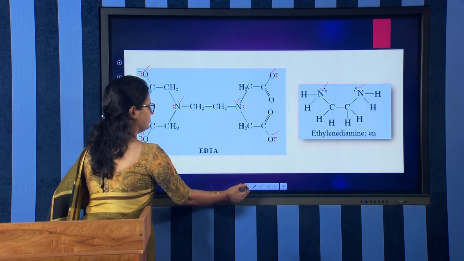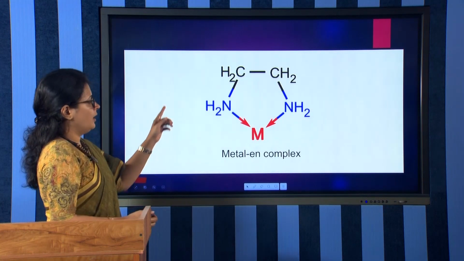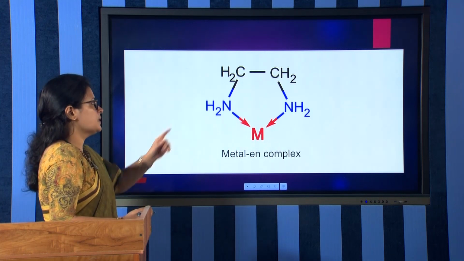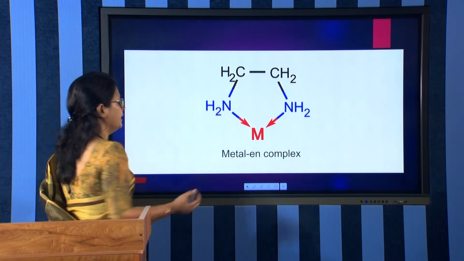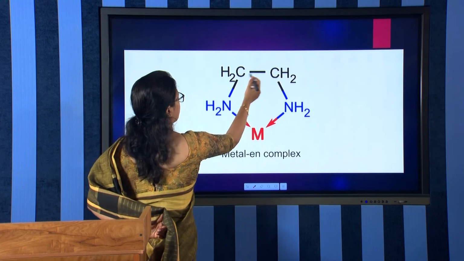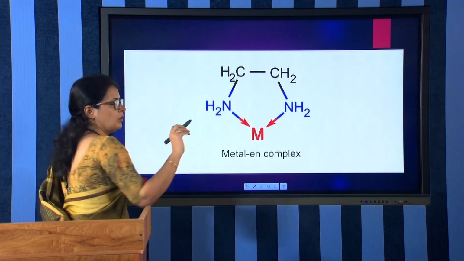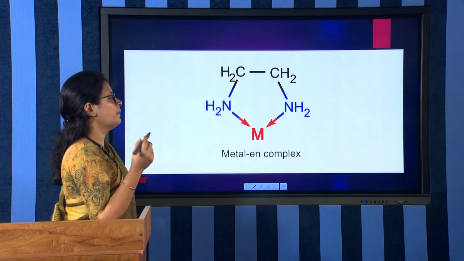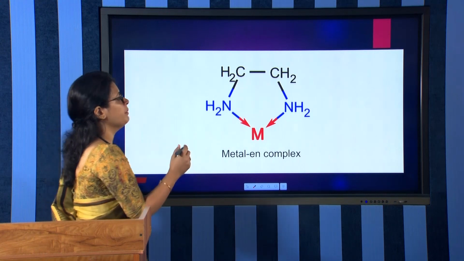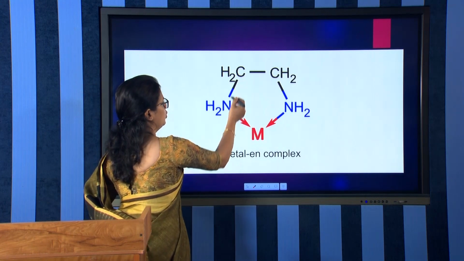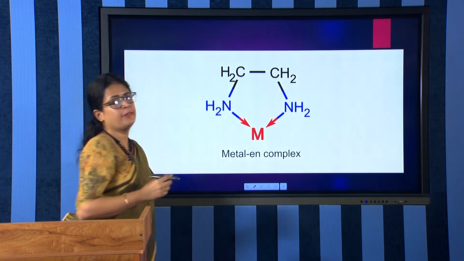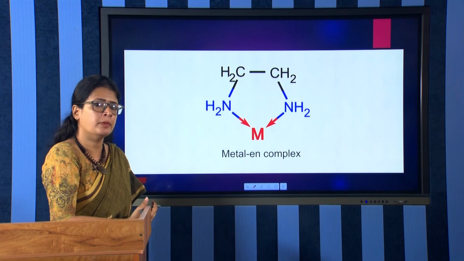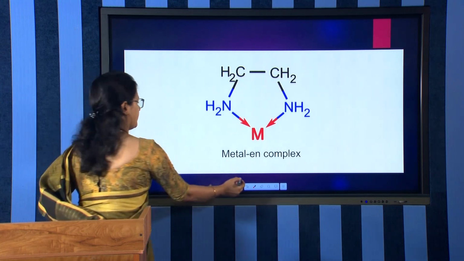These 2 nitrogen atoms will be attached to the central metal atom to form a ring. Now you can see the way in which ethylene diamine forms a ring structure. This is the structure of ethylene diamine, and on the whole it will be forming a ring structure with the metal, and you can number the ring. It is a 5-membered ring, right? 1, 2, 3, 4, 5. It is 5-membered. I have already told that these chelates form 5-membered or 6-membered rings.